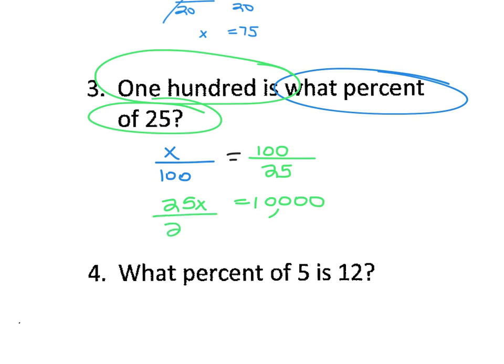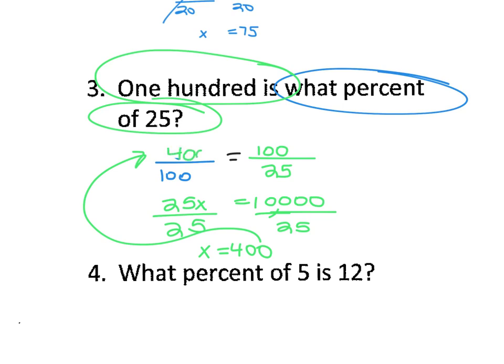100 times 100 is 1 with 4 zeros. Now divide by 25. So what we get when we divide 10,000 by 25 is 400. So our answer is x equals 400. So what this means is that our x can be replaced with 400. So 400 over 100 is the same as 100 over 25, or 100 out of 25 is the same as 400%.